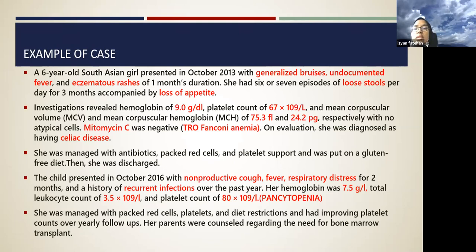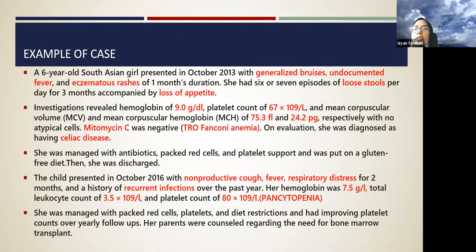But in 2016, she presented with a non-productive cough, fever, and respiratory distress for 2 months, and a history of recurrent infection over the past year. Her hemoglobin also appeared low, leukocytes low, platelets low. So this is pancytopenia. I forgot to write that there. The doctor did a trephine biopsy, and there was hypocellularity of the bone marrow. She was managed with packed red cells, platelets, and diet restriction due to celiac disease, and the patient is improving, and her parents were advised to consider a bone marrow transplant for their daughter.